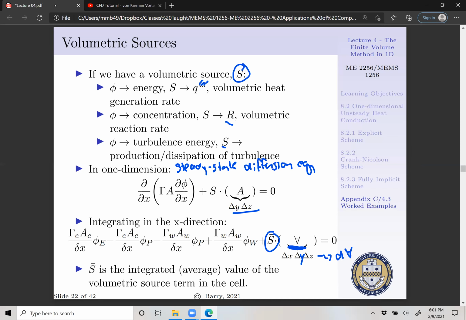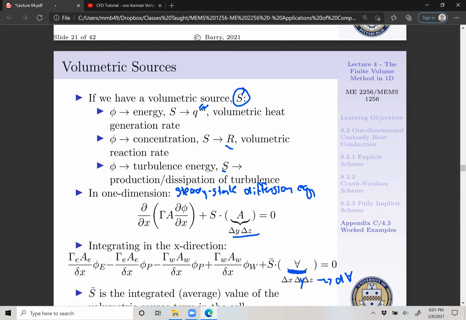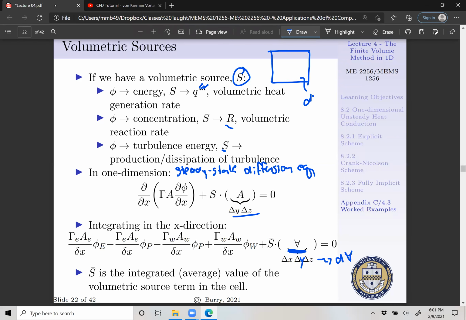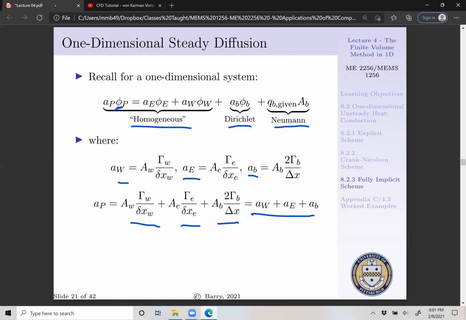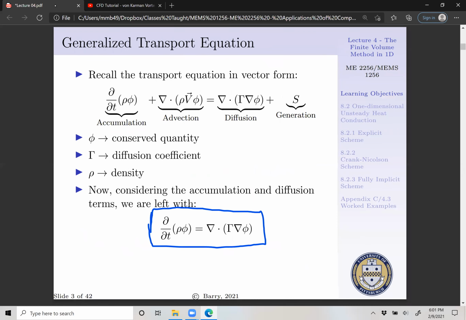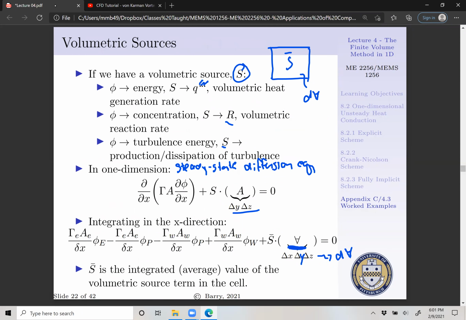Now, when we say S bar, this is more or less an average volumetric source term, because within our little differential volume, we would have a source term, but it's going to be averaged over our domain. So really, if I go all the way back to the beginning, we've looked at this and just tacked on our generation. And we can easily tack on the transient contribution as well.